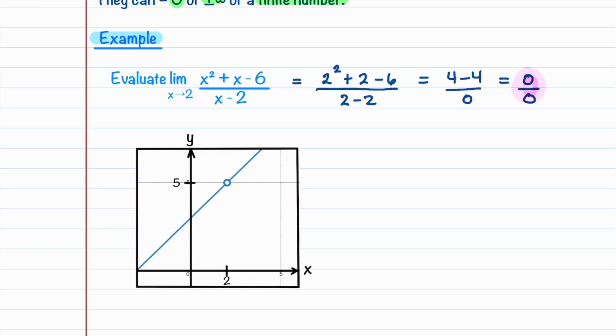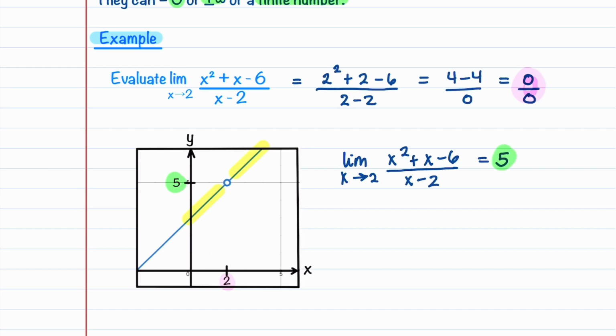To find out what this limit equals, we can look at its graph. The blue line is the graph of (x squared plus x minus 6) divided by (x minus 2). To evaluate the limit of this function at x equals 2, we look at the limit from the left and the limit from the right, and we can see that that limit is going to equal 5. So we can say that the limit as x goes to 2 of (x squared plus x minus 6) divided by (x minus 2) is equal to 5.